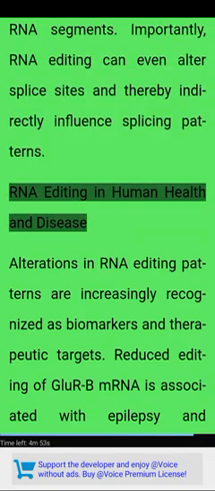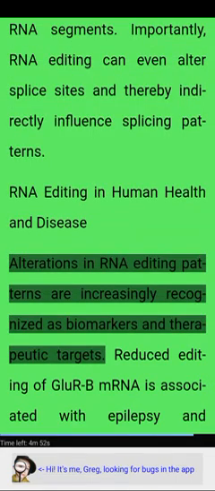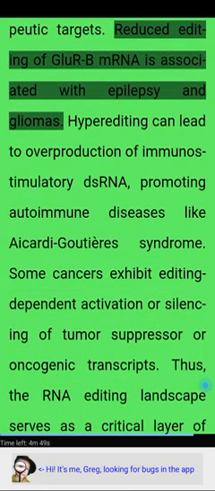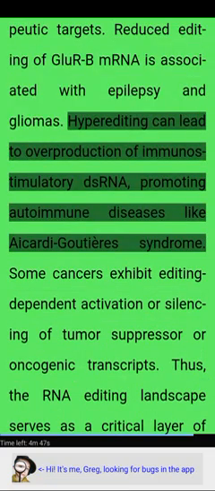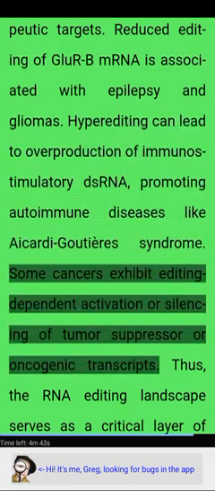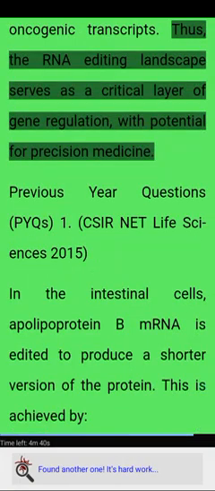RNA editing in human health and disease. Alterations in RNA editing patterns are increasingly recognized as biomarkers and therapeutic targets. Reduced editing of GluR-B mRNA is associated with epilepsy and gliomas. Hyperediting can lead to overproduction of immunostimulatory dsRNA, promoting autoimmune diseases like Aicardi-Goutières syndrome. Some cancers exhibit editing-dependent activation or silencing of tumor suppressor and oncogenic transcripts. Thus, the RNA editing landscape serves as a critical layer of gene regulation, with potential for precision medicine.